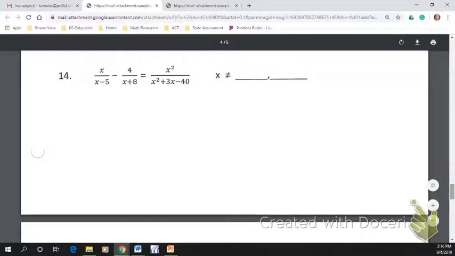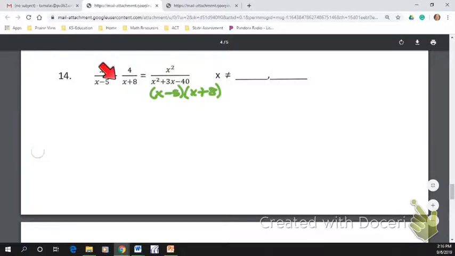Just have the second one. Okay, so we have to figure out excluded values again, so I probably need to factor this. What multiplies to give me -40 and adds to give me 3? 8 and 5. -5 and +8. So that means both of these are included within this one. So that is my common denominator right there, right? Nothing cancels, so I'm going to need to take every term times this thing.